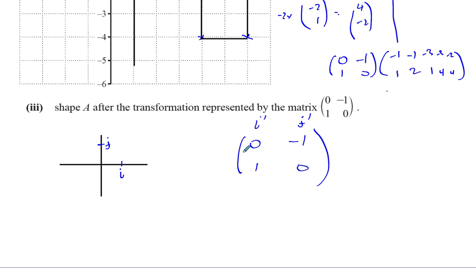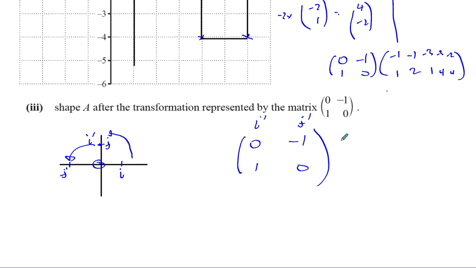So you plot 0, 1, which is here. So this is the new position of I after the transformation. This is the position before the transformation. And then J dash is minus 1, 0, which is here. That is the position of J after the transformation. Then you think to yourself, what is the single transformation that will cause I to move to this position here and J to move to that position there at the same time? And we can see that if you rotate 90 degrees anti-clockwise about the origin, you'll get the image.